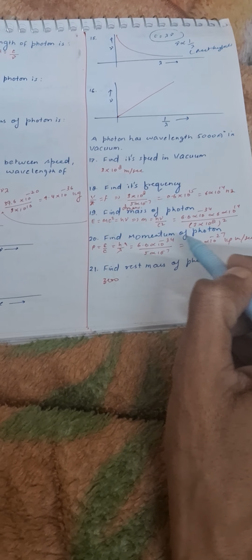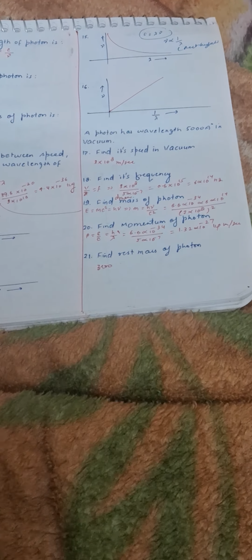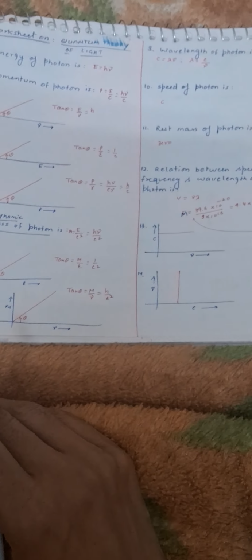Next question is find the momentum of the photon. Momentum is E by C, which is h nu by C. After all the calculations, we get 1.32 into 10 to the power minus 27 kg meter per second. And the next question is find rest mass of photon. It is 0.